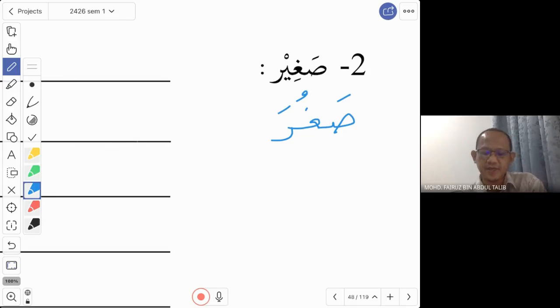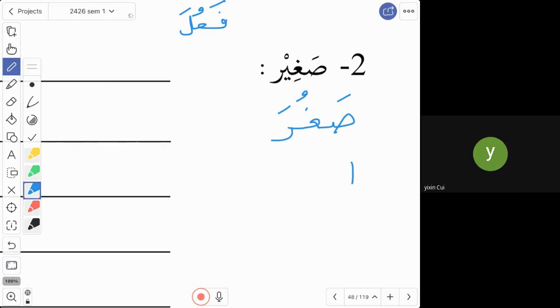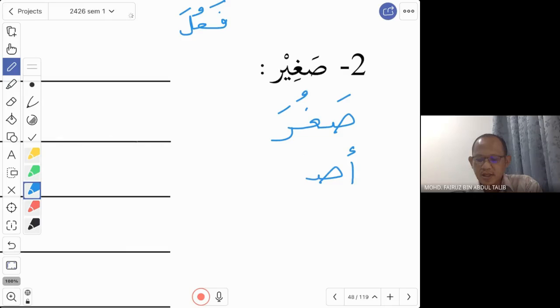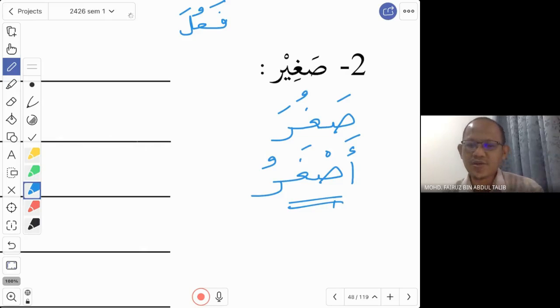Normally, if it is a verb that contains the meaning of an adjective, the verb is read fa'ula. So this is using another wazan that we have learned, fa'ula. So sagura, kabura, jamula. Okay, that is the wazan for a verb that contains the meaning of an attribute. Yes, sagura. So now form the isim tafdil. What is the isim tafdil for sagura? Asghar. Asgharu. Yes, sahih. So the word is now asgharu. Good. So saghir becomes asgharu.